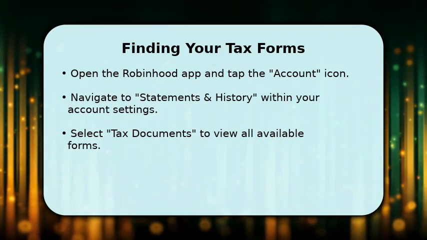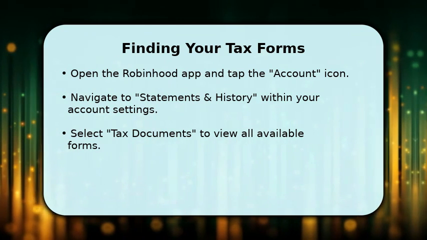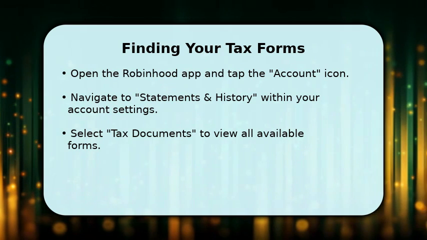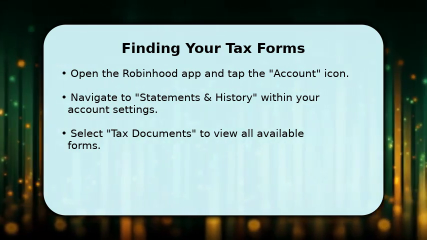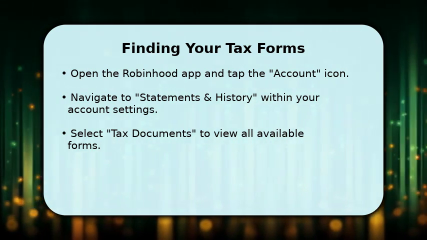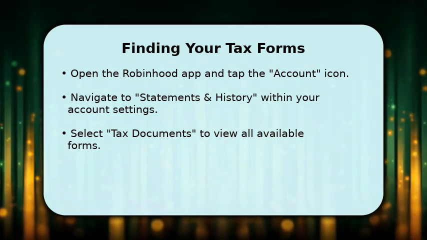Finding your tax forms on Robinhood is quite simple. First, open your Robinhood application and tap on the account icon, which looks like a person. Next, scroll down and select Statements and History. From there, you will see an option for Tax Documents. Tap this to access all your available forms. Remember, most documents are typically ready by mid-February.